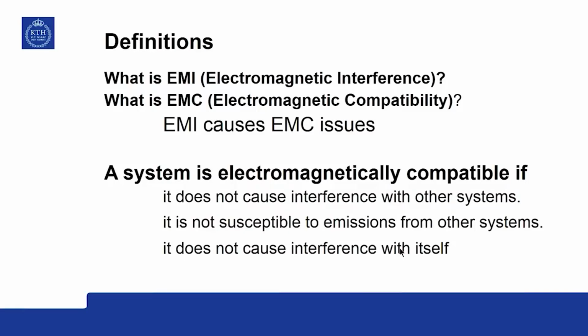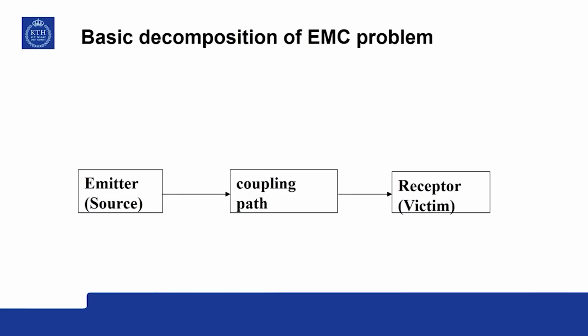So, there are these three aspects to the electromagnetic compatibility problem. It cannot cause interference with other systems, it should not be susceptible to interference from other systems, and it should not cause interference with itself. So, in terms of basic decomposition of the EMC problem, we have seen the emitter, the victim, and a coupling path.